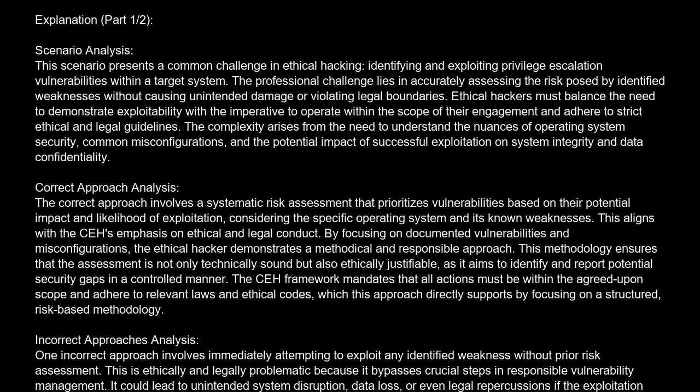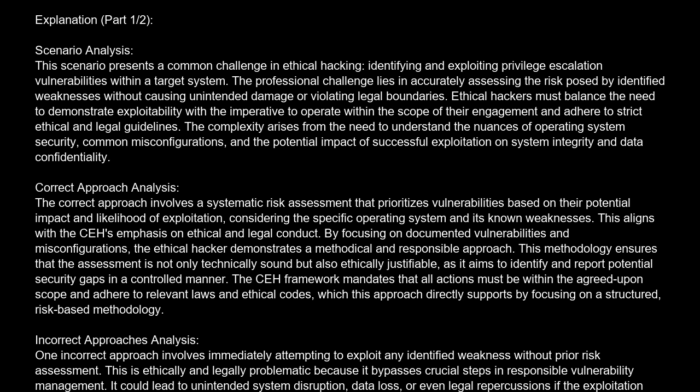Explanation. Scenario analysis. This scenario presents a common challenge in ethical hacking, identifying and exploiting privilege escalation vulnerabilities within a target system. The professional challenge lies in accurately assessing the risk posed by identified weaknesses without causing unintended damage or violating legal boundaries. Ethical hackers must balance the need to demonstrate exploitability with the imperative to operate within the scope of their engagement and adhere to strict ethical and legal guidelines. Complexity arises from the need to understand the nuances of operating system security, common misconfigurations, and the potential impact of successful exploitation on system integrity and data confidentiality.